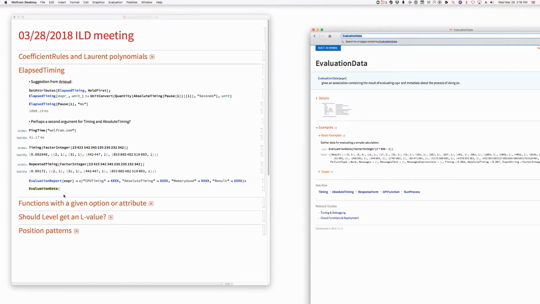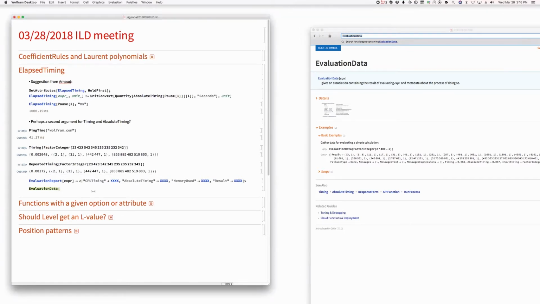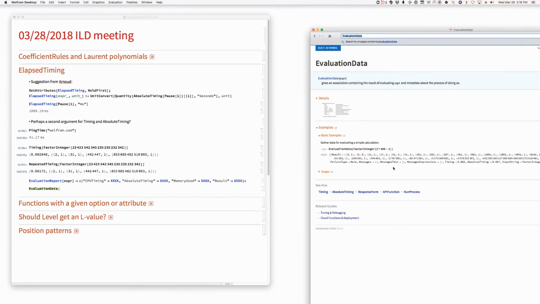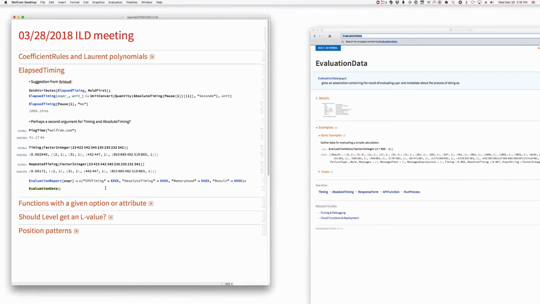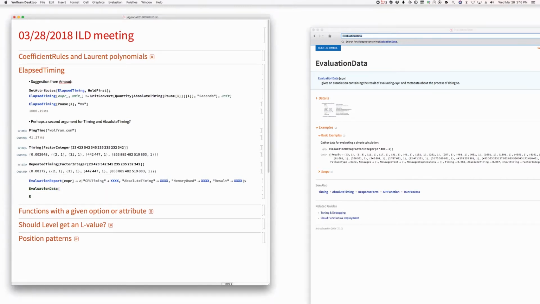Oh, well, maybe we've already got this answer. Okay, that's kind of annoying. Let's see. Evaluation data. So why does one not use evaluation data? And by the way, why on earth is evaluation data coming back with timings, not with quantities? I don't know. Okay.